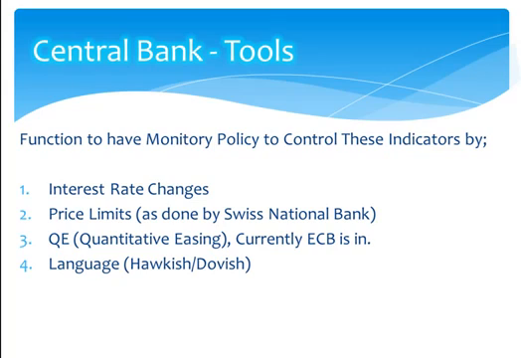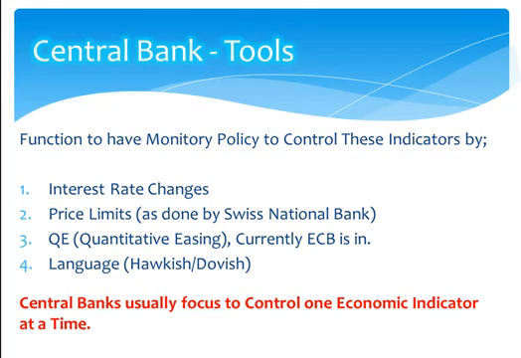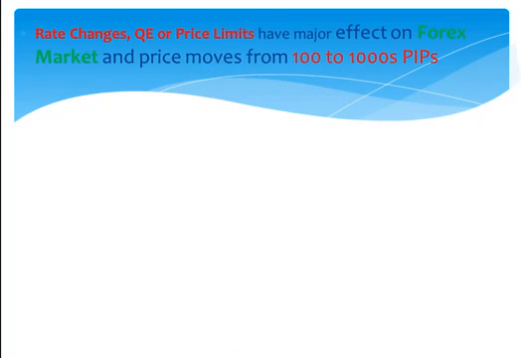Language at the time of meetings: hawkish means everything is going well, the price will increase. Dovish means something is wrong, the price may go down. Central banks usually focus on controlling one economic indicator at one time. So rate changes, quantitative easing, or price limits have a major effect on forex markets, and the price moves from 100 to 1000 pips.